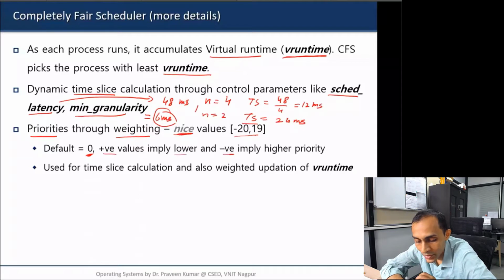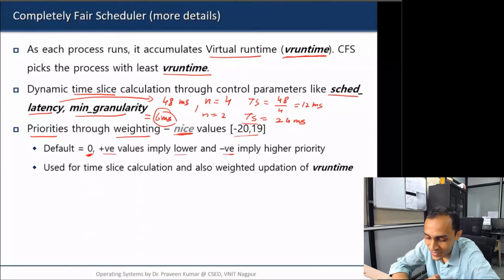So if you're too nice, probably you don't get that much attention. If you are more demanding, you get more attention. So that is, I think, why a negative value implies higher priority.